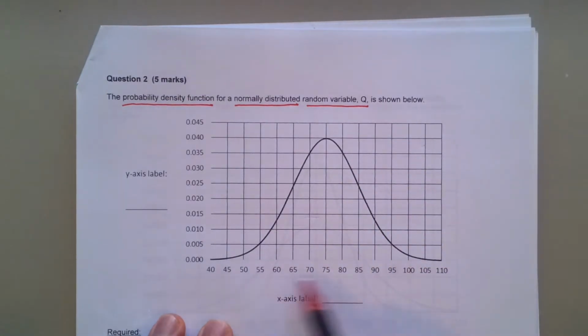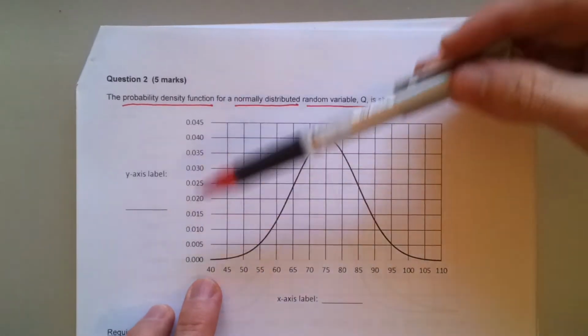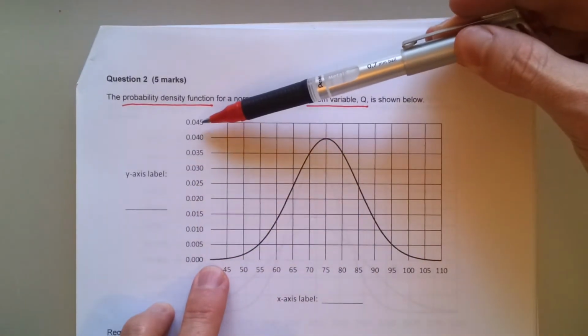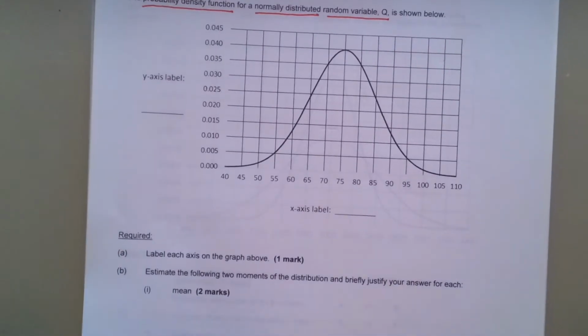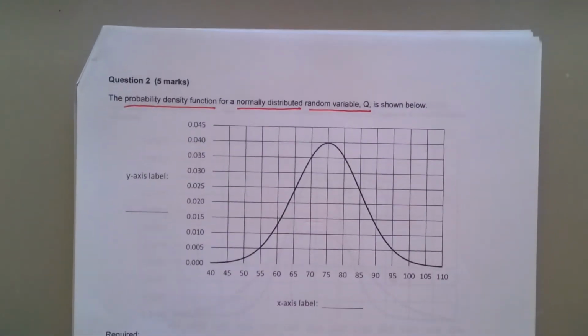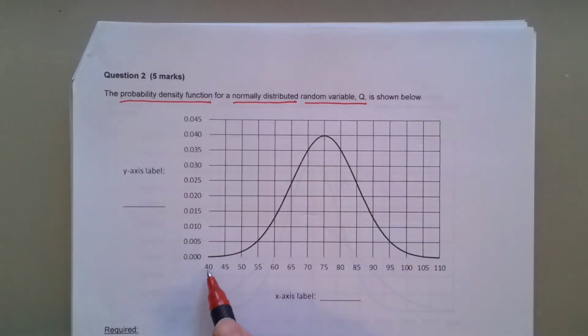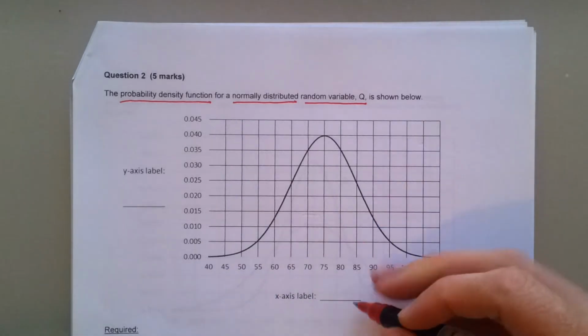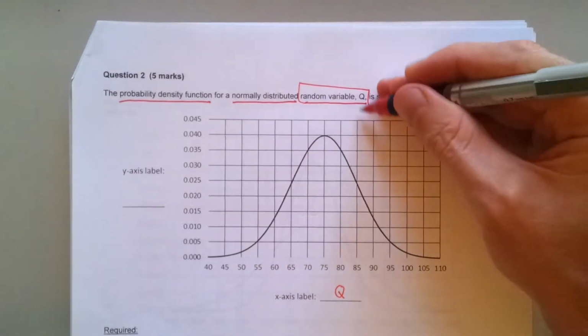On the x-axis we've got values ranging between 40 and 110, and on the y-axis between 0 and 0.045. And the first question asks us to label each axis on the graph above. So when looking at a probability density function, it's showing you the relative probability of getting different values of the random variable. The values of the random variable are shown along this axis. So in this case, that's q. So this value here.